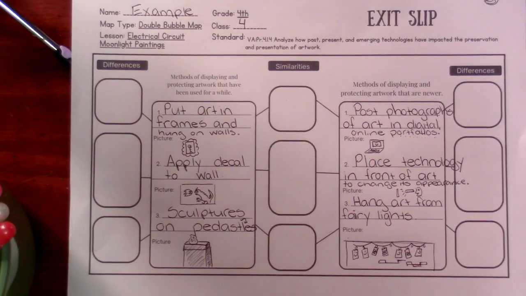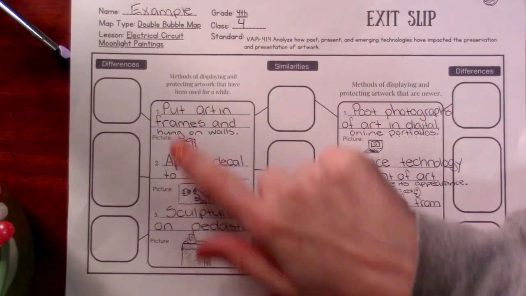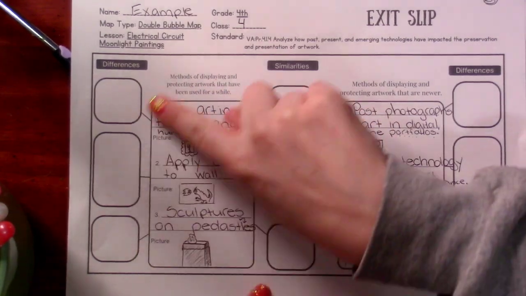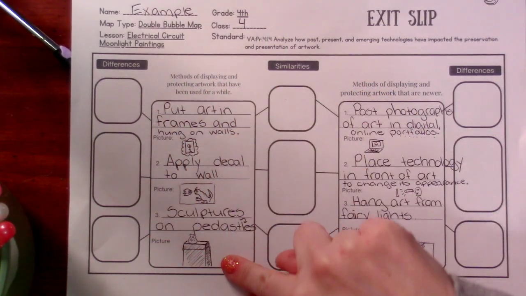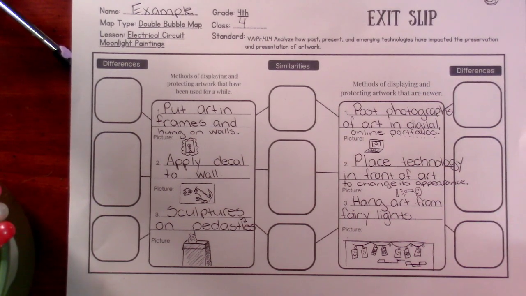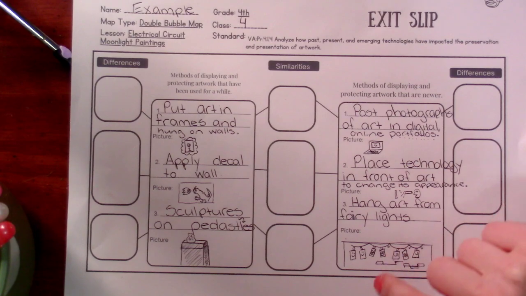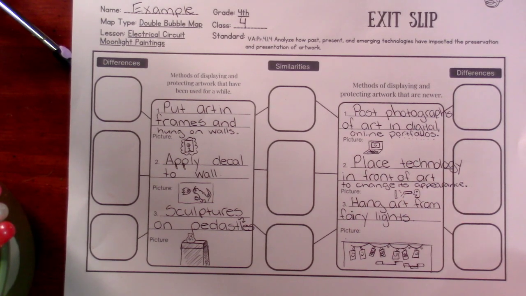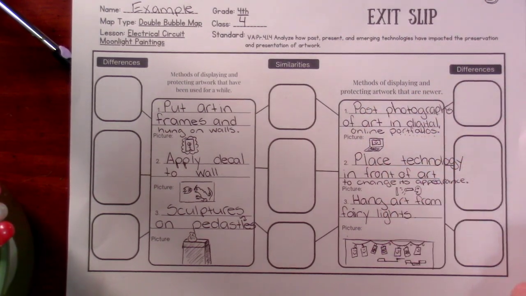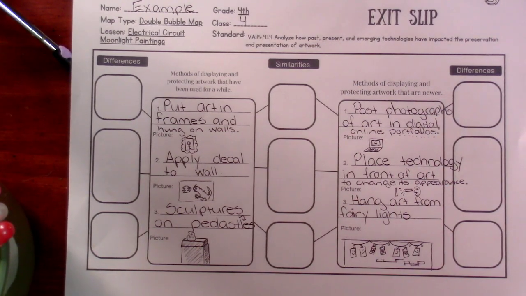Last time we started filling out this double bubble map where we wrote down methods of displaying and protecting artwork that have been used for a while. We watched a video and saw some ways that people have been displaying art for a while. And then you came up with some really cool ideas for some new ways we could start displaying art. Post photographs of art in digital online portfolios, place technology in front of it to change its appearance, hang art from fairy lights, or you could have different answers here. Okay, so now we just need to do the similarities and differences to finish up this double bubble map.